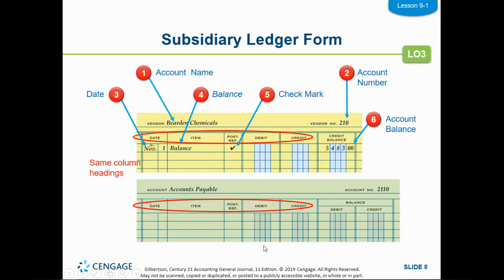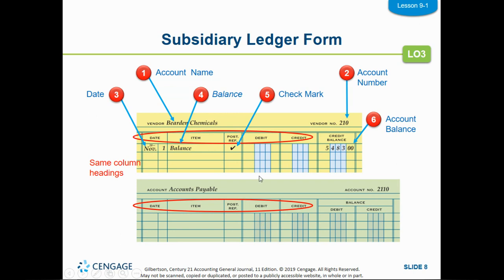This shows you what our ledger forms look like. Down here on the bottom in the green is our general ledger for accounts payable. We have a debit and credit column for the transactions, and we have a debit and credit column for the balance. Accounts payable typically only has a credit balance, but we have debit and credit columns because when you make a payment, that is a debit and decreases what we owe them.